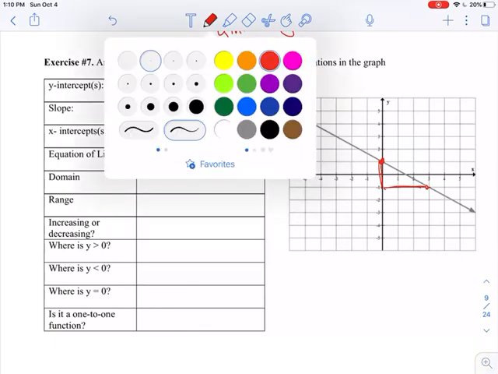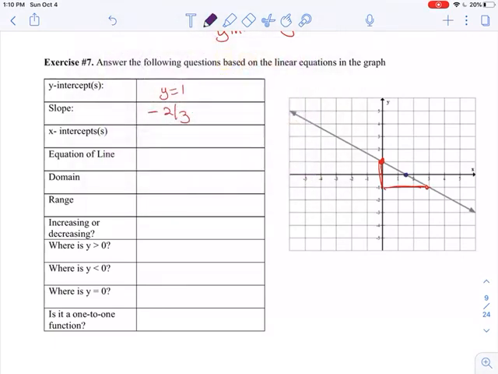My x-intercept, where is it crossing the x-axis? My x-intercept is right here, so it looks like it is at 1.5. The equation of the line, I just need a slope and a y-intercept. So y equals negative 2/3 x plus 1. Again, I need a slope and a y-intercept, the first two things I had. The domain are my x values, so I'm looking left and right for my domain.